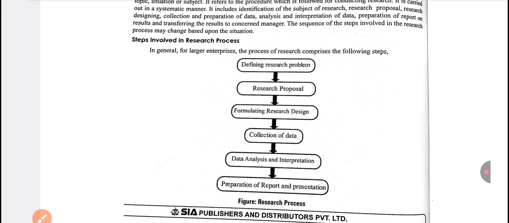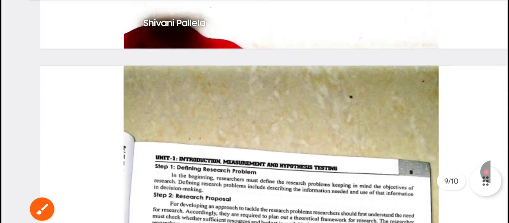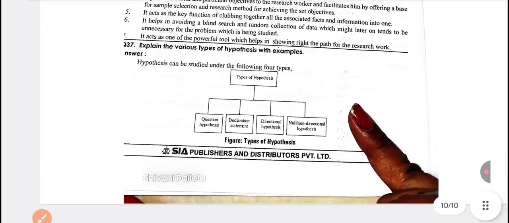In your examination also, you need to write the steps like this. Exactly these steps you need to write in your examination also. So from unit number 1, just learn the research concept very well. It's more than enough. Any doubts? Hypothesis we are learning for unit number 2, in part A. Got it? Any doubts you are having?